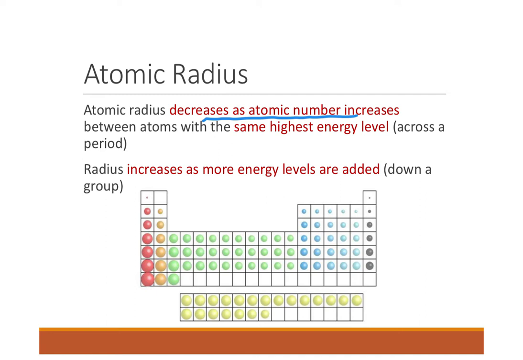Also, logically, your radius will increase as you add more energy levels. So as you go down any column into a higher period, you're going to see a larger radius. This version of the periodic table gives you a very nice picture of the differences in sizes of atomic radii. As you move from left to right across the periodic table, you can see a distinct difference in how well those electrons are being pulled in by the larger nuclei.